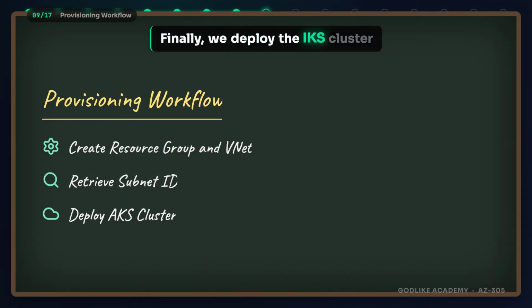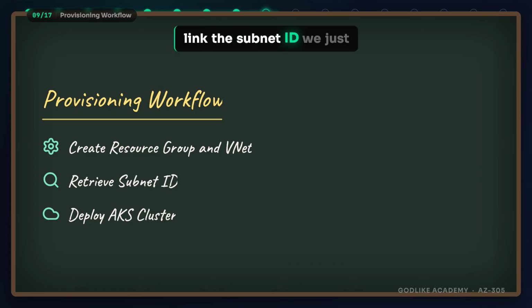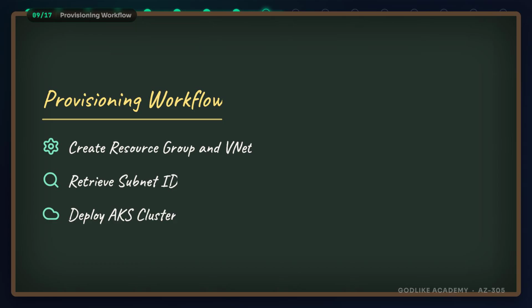Finally, we deploy the AKS cluster itself using az aks create. We specify the node count, such as setting node count 3 for high availability, select Azure CNI for networking with network plugin azure, and link the subnet ID we just retrieved. This command orchestrates the entire cluster creation process.